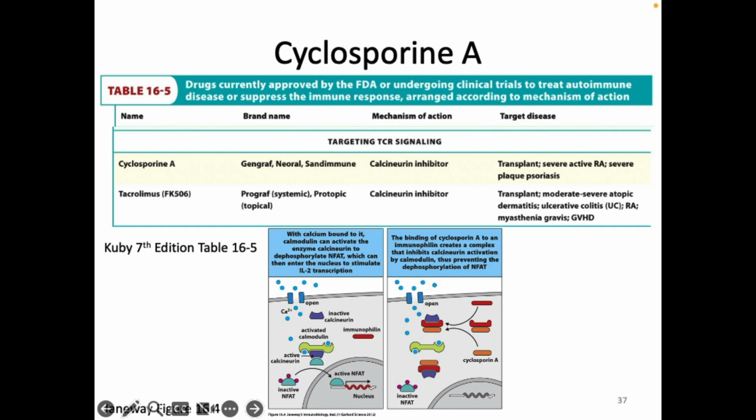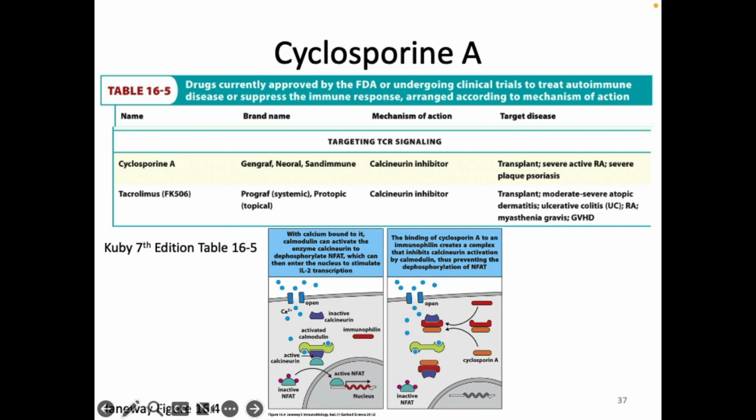And so cyclosporin A is used in transplant, but it's also used in a number of situations where we have autoimmunity. And so cyclosporin A and some similar types of drugs act by, if you recall, getting in between calmodulin and calcineurin so that we can't have calcium activation happen in T cells, and so that NFAT can never be activated, we never actually turn on our T cell. So this stops T cell activation.